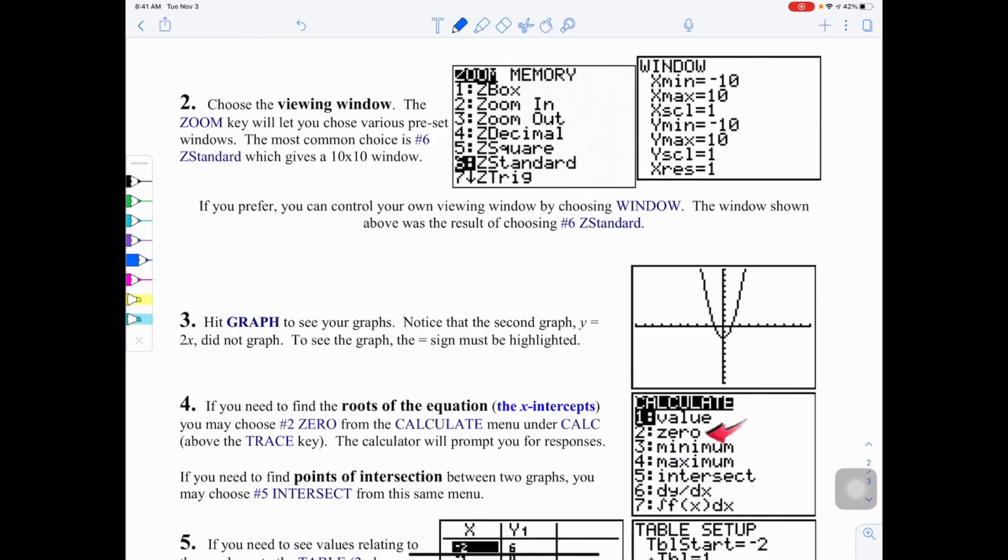Now moving on to section 2, the viewing window. Choose the viewing window. We have talked about this before. I would like you to be choosing zoom, which is a key underneath your screen, one of the graphing buttons, and I want you to choose choice 6, which is standard. This will take you to your standard window that you see over here, going from negative 10 to 10 on the x-axis and the y-axis, with an x scale of 1 and a y scale of 1. Then from there, you can manipulate your window, you can zoom in or zoom out.